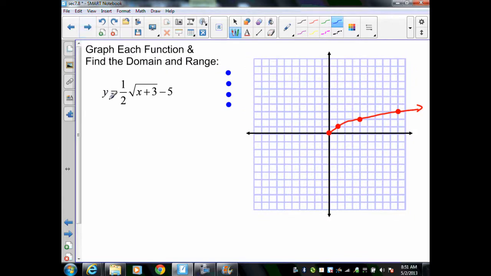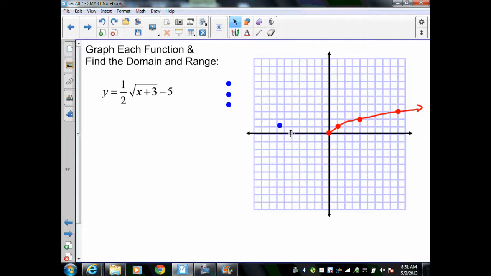In this function, I want to graph y equals 1/2 square root of x plus 3 minus 5. I already have my y equals the square root of x graphed. So what I want to do is translate this function 3 units to the left, multiply the y output by 1/2, and then subtract 5.